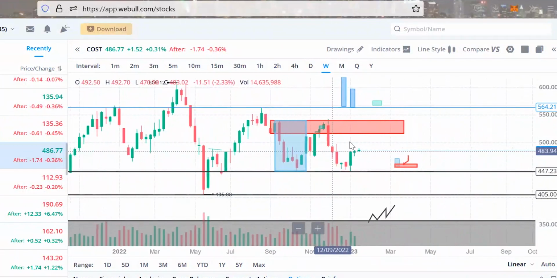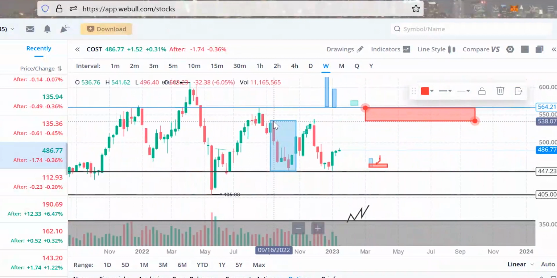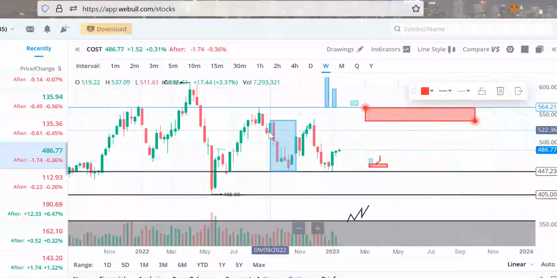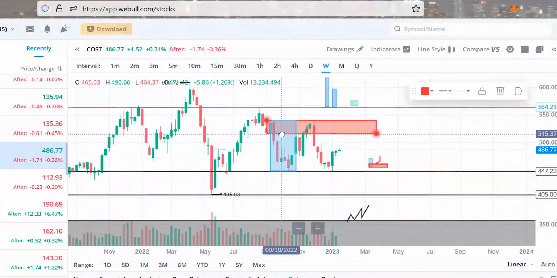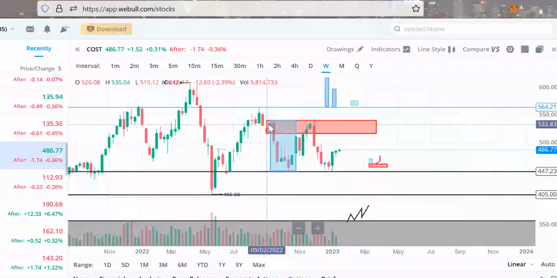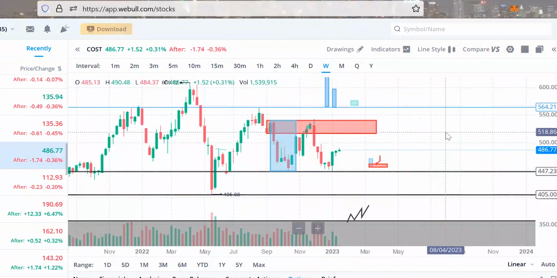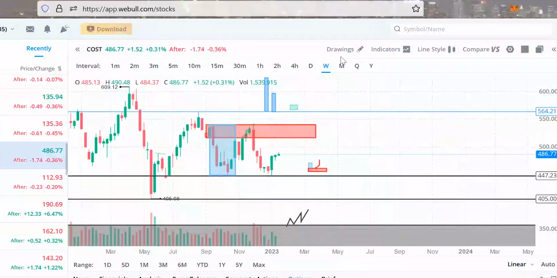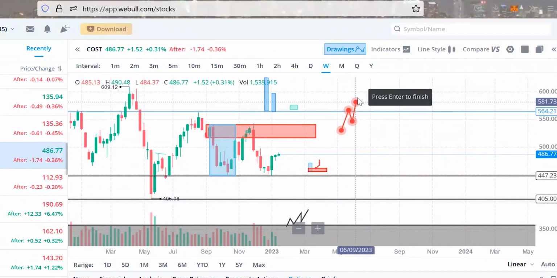So I asked myself, where is that point, that last up move, the manipulation, right, before that down move? And I saw that it was this last green candle, right? This huge giant green candle right there. That was the last up move. That was the manipulation that happened.